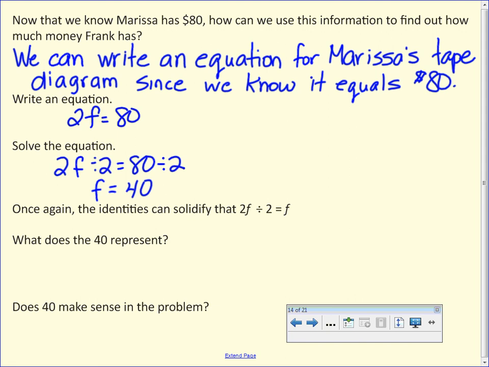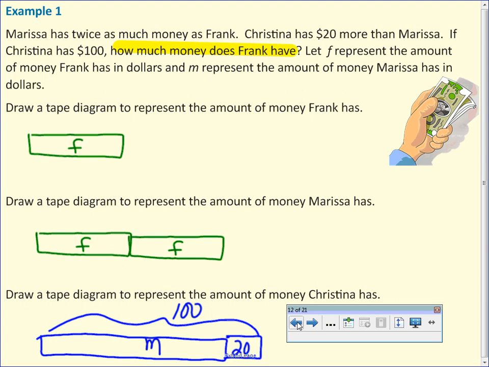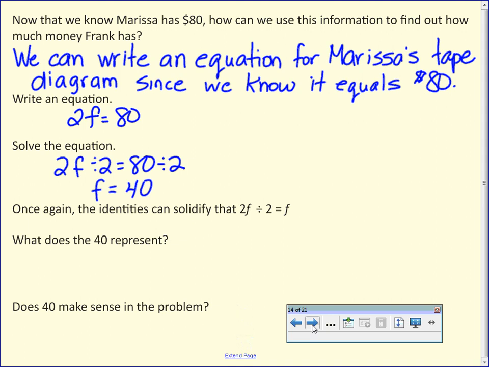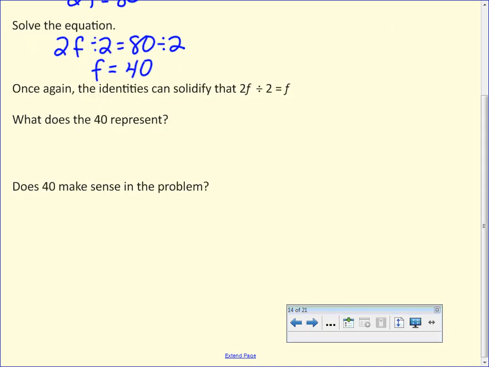So now that I've got F equals 40, what does that mean? What was the F? What did the F represent before we knew it equaled 40? Go back and look at the problem. Go back and look at the tape diagrams. What is F? Reread the equation. What is F? Beautiful. Absolutely.